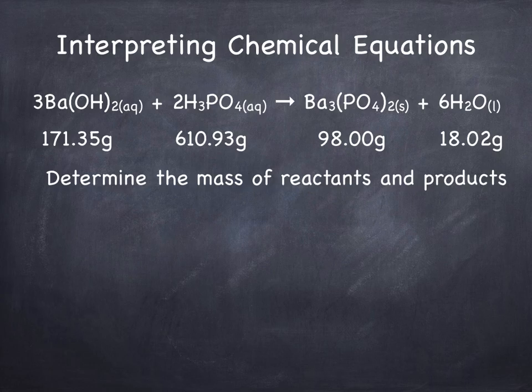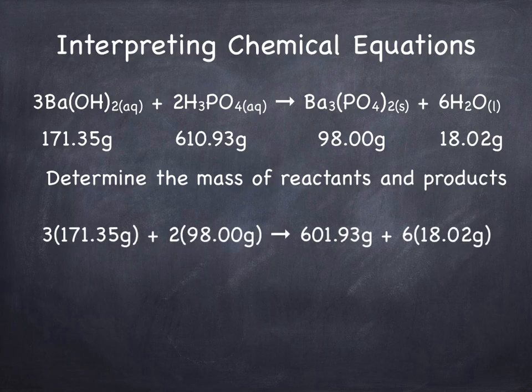Now, what I want you to do is determine the total mass of reactants and the total mass of products. What you're going to need to do there is multiply the molar mass of barium hydroxide by 3, phosphoric acid by 2, and so on. So here would be an equation for calculating total mass of reactants and total mass of products. Go ahead again, pause the video, do the math real quick, and see what you get.